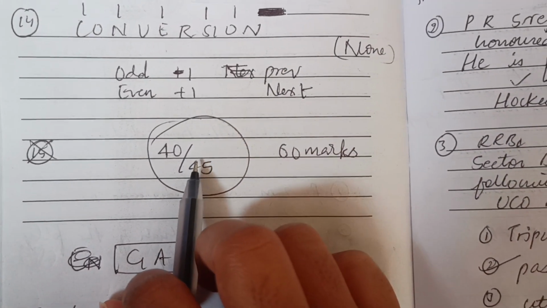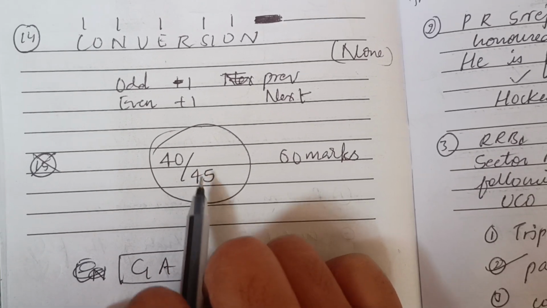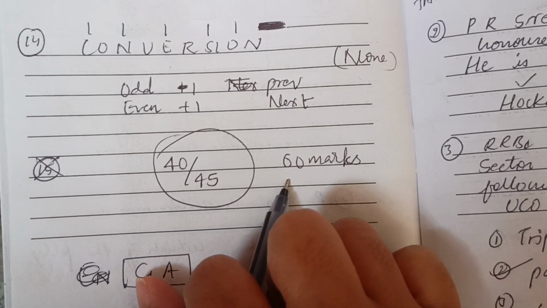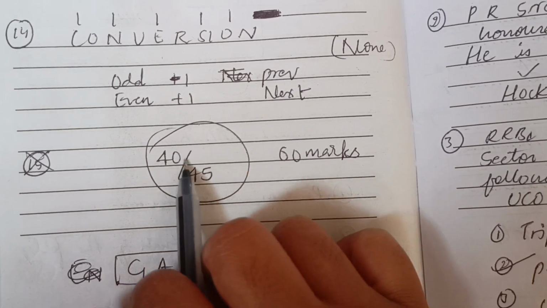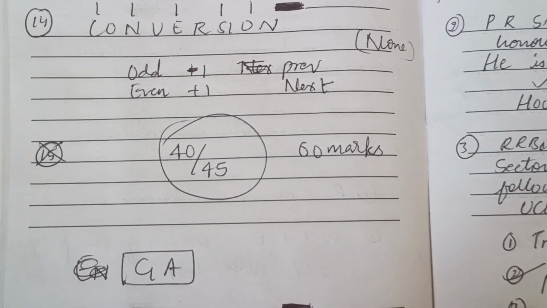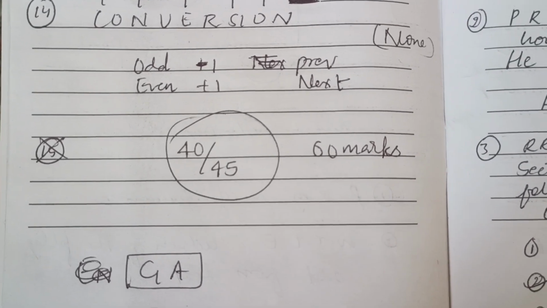So in the reasoning section I attempted only 40 questions out of 45, and the total marks allotted for these 45 questions is 60.